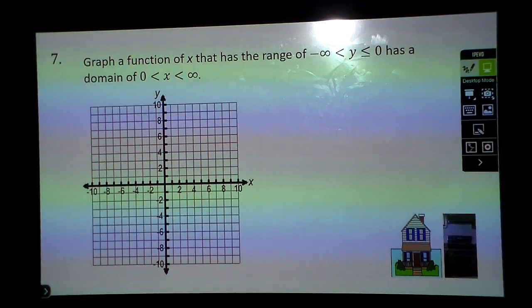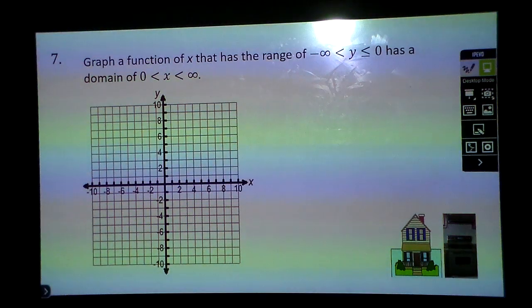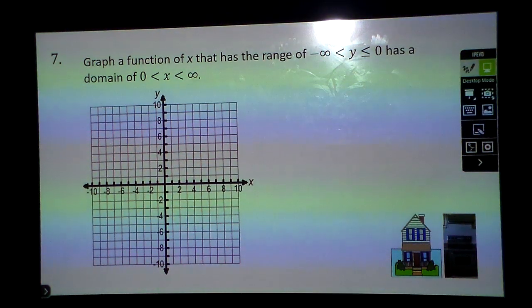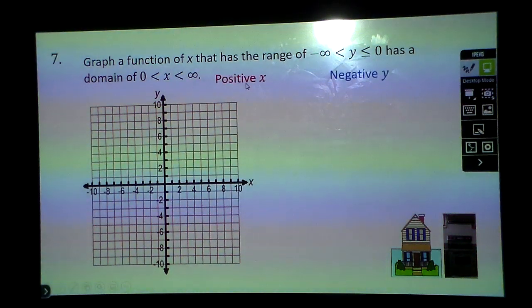We want to graph a function that has a range. Basically what this means is we have a negative y that does equal 0, and we have a domain of x that is positive. Well, where is y negative and x positive? Well, that occurs here. So I have to have an x value that is not 0.